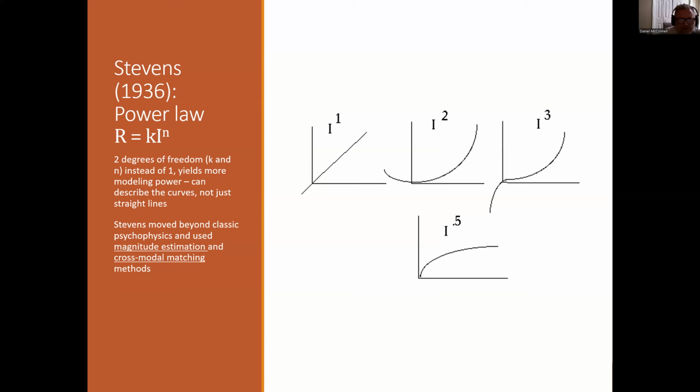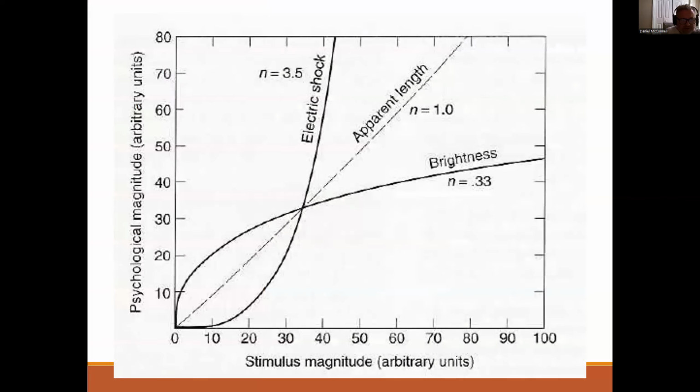But I squared, if N is equal to 2, is going to give us that kind of a curve, or I cubed and so forth, or I to the power of 0.5, which is the square root, is going to give us that flattened curve on the bottom here, right? And so now we can see that Stevens' approach gives us quite a bit more modeling power, because what we're seeing here, and let's look at this, because this graph actually shows us some real results.